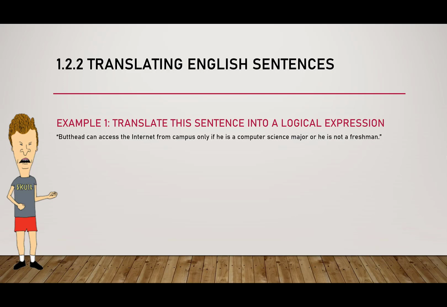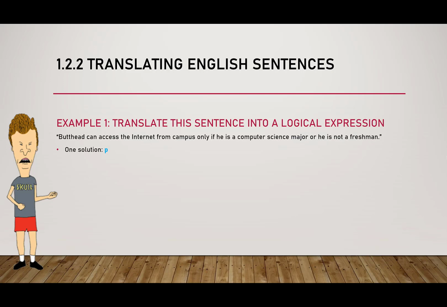So, Butthead can access the internet from campus only if he is a computer science major or he's not a freshman. So how can we represent this using the techniques we learned about the basics of propositional logic, assigning variables and using the conjunction, disjunction, and all these things? Well, here's one way you could do it, like this. P, right? That's it. You're done.